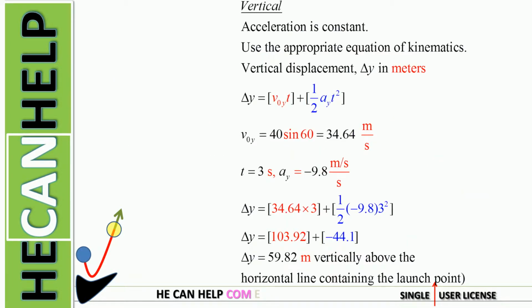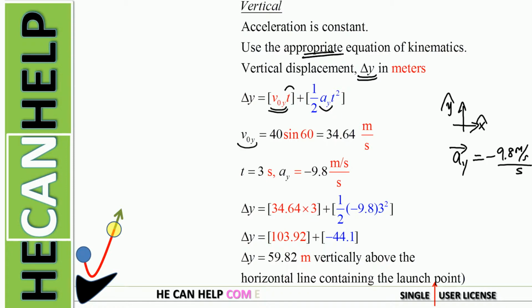If acceleration is a constant, we can use the appropriate equation of kinematics. Vertical displacement delta y is given by the initial vertical component of the velocity vector times time plus 1/2 acceleration along the vertical times time squared. Positive x is defined as to the right, positive y is vertically up. So what is the acceleration along the vertical? It is negative 9.8 meters per second per second. The initial vertical component of the velocity vector is 40 sine 60, and that is 34.64 meters per second.